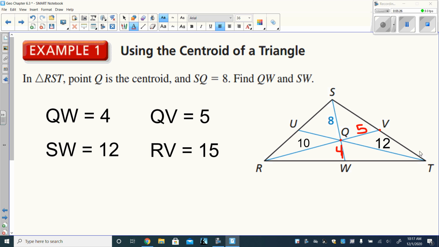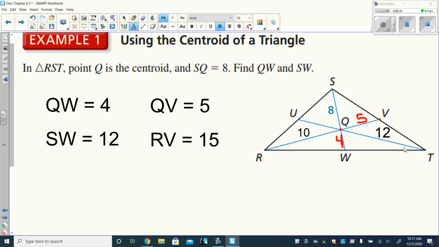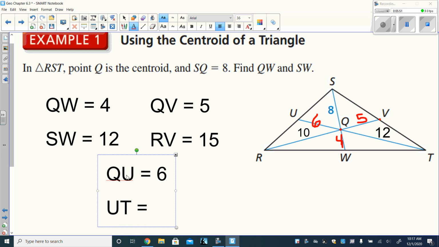Now the last side, UT. They gave us QT, and QT is the bigger because it's going from the centroid to the angle, and that is 12. So the smaller section of that line will be half the bigger. Half of 12 is 6. So that tells us that QU is equal to 6. If I want to know UT, the whole line, I would just add those two together, and 6 plus 12 is 18. And that's all we have to do for this. That's it. We're done. Okay, let's look at another one.